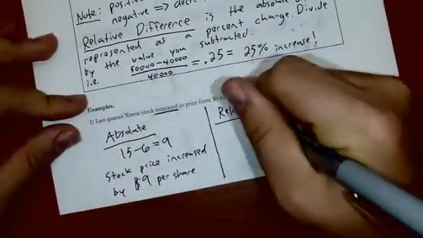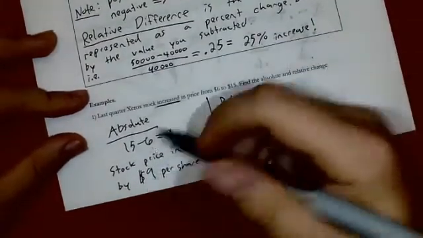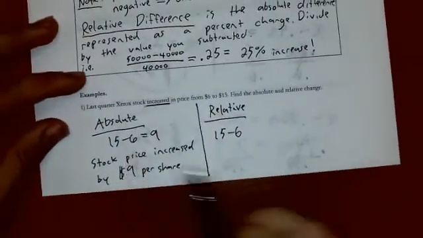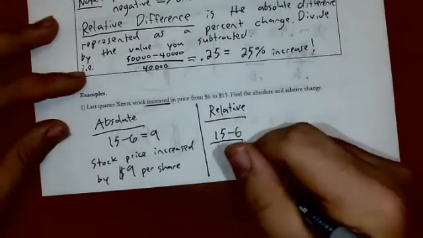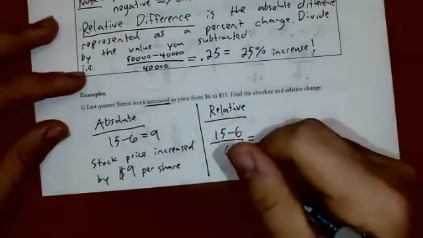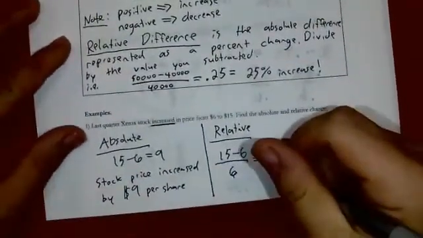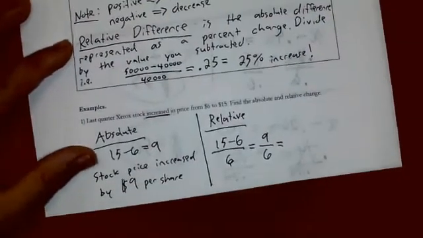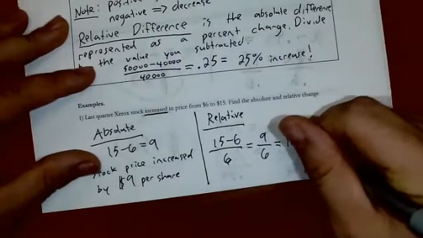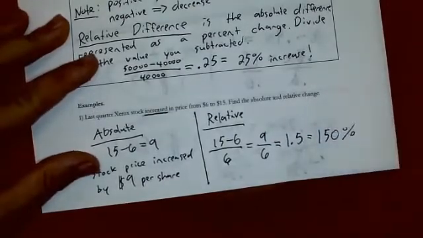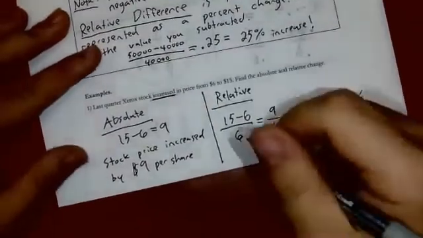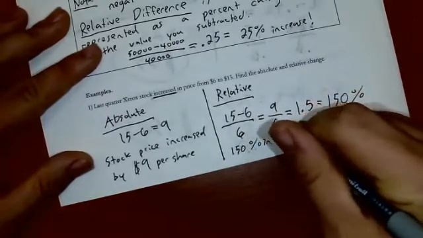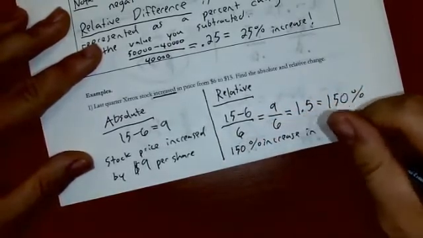So in order to compute the relative difference or the relative change, we take the absolute change, which is 15 minus 6. So we're just taking what we did for the absolute change, and then we divide by whatever we subtracted, in this case, 6. So that would be 15 minus 6 divided by 6. So that's 9 divided by 6. So that reduces to 3/2, which is, in other words, 1.5. In other words, 150%. All right. So that tells us that it's a 150% increase in stock price.